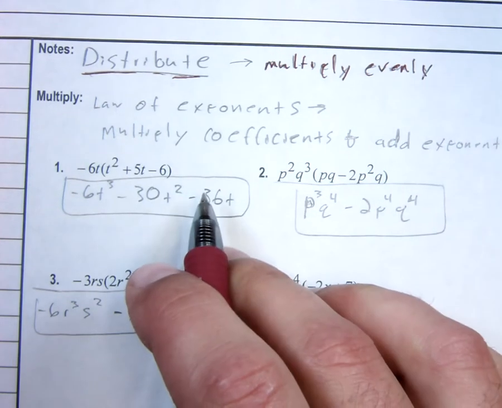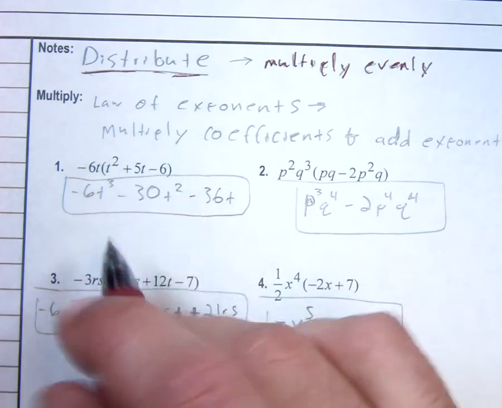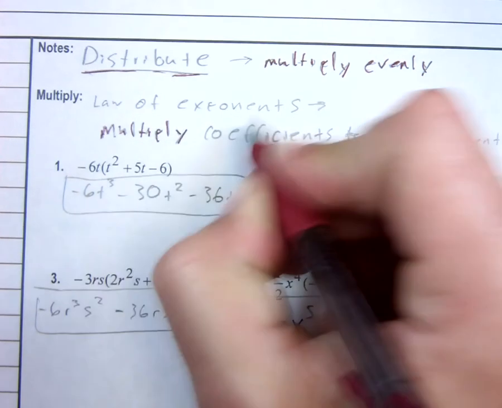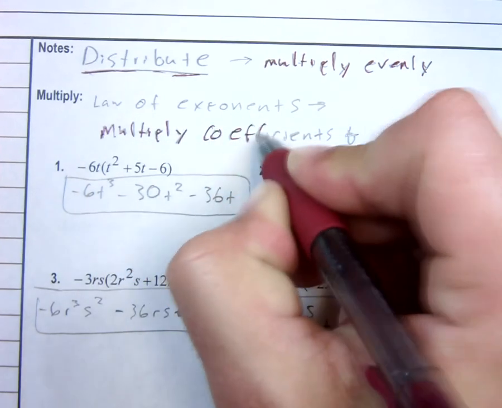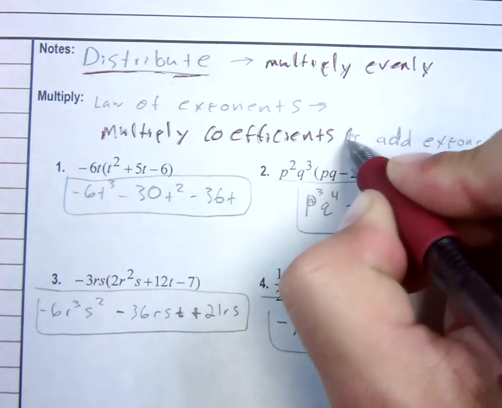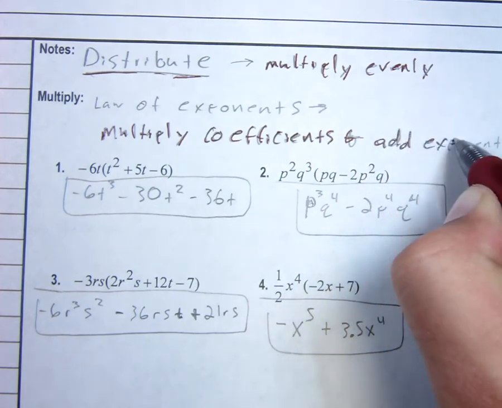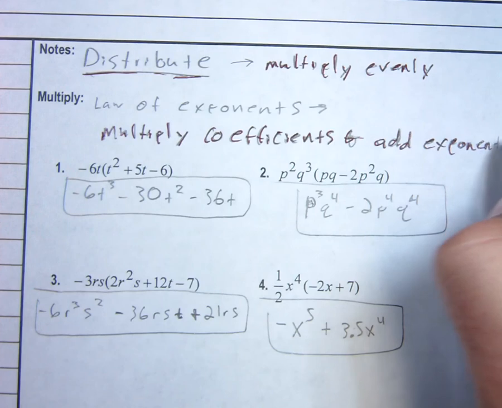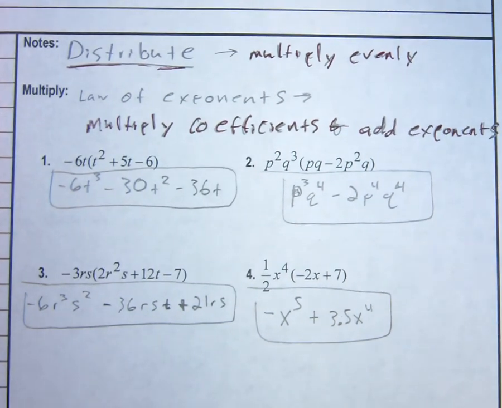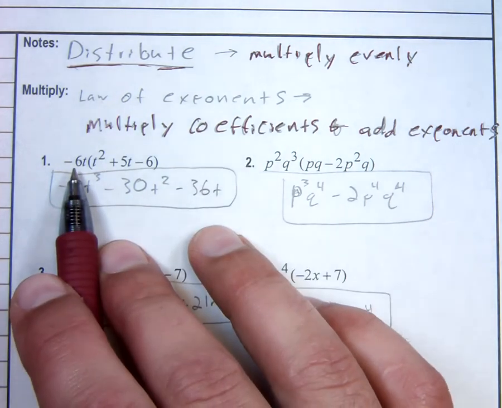Okay. Another thing to keep in mind is the law of exponents, and what that means is that you're going to multiply the coefficients, which are the numbers out in front, and when we multiply, we add exponents. That's what we just got done doing. Add exponents. The coefficients, guys, those are the big numbers out in front.